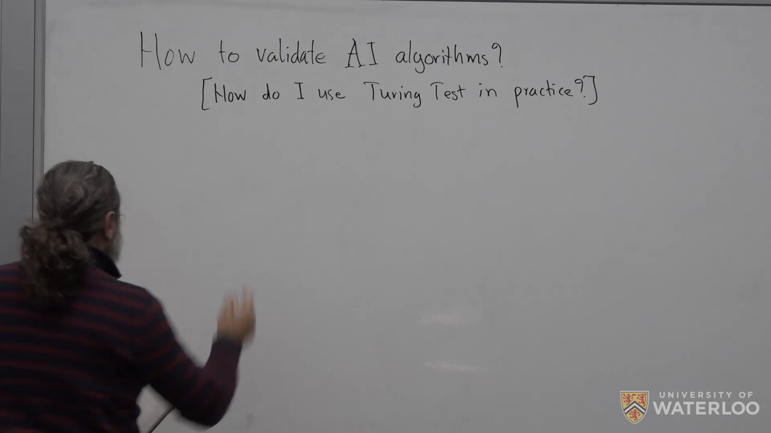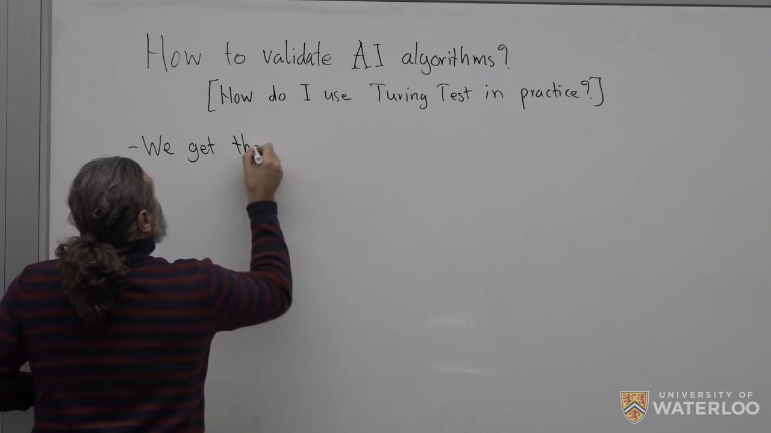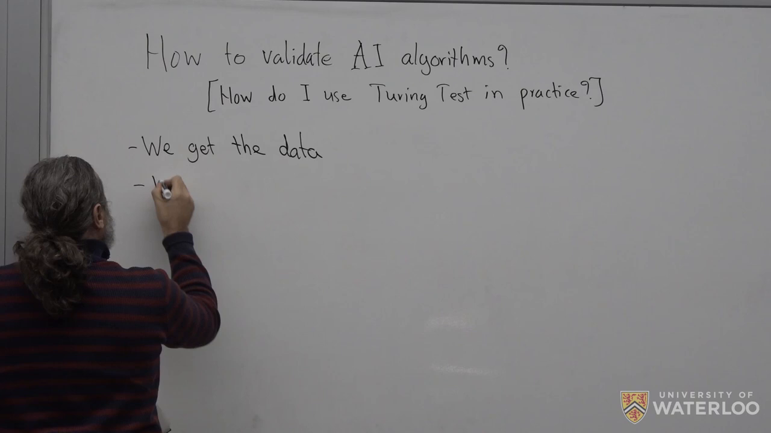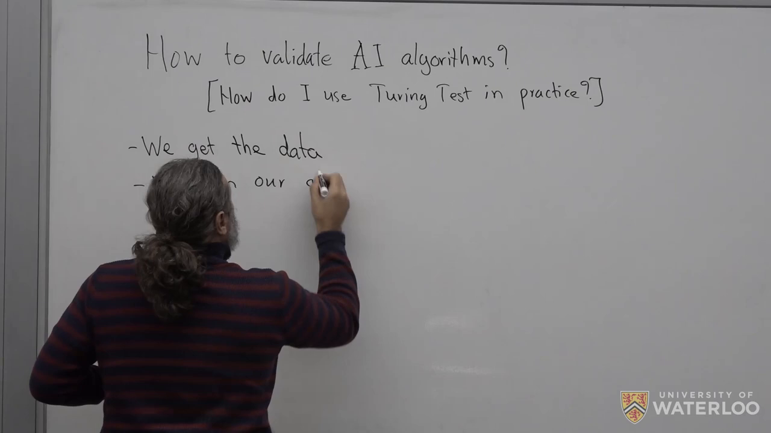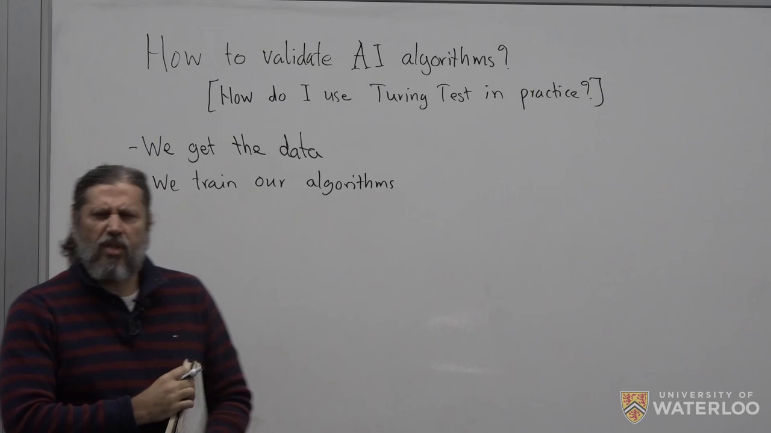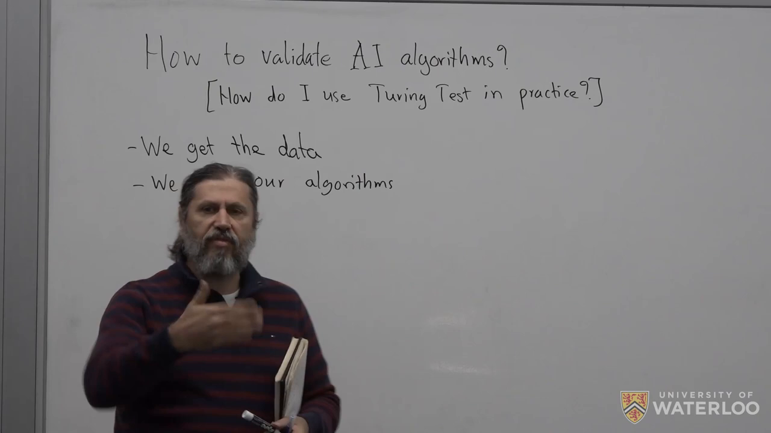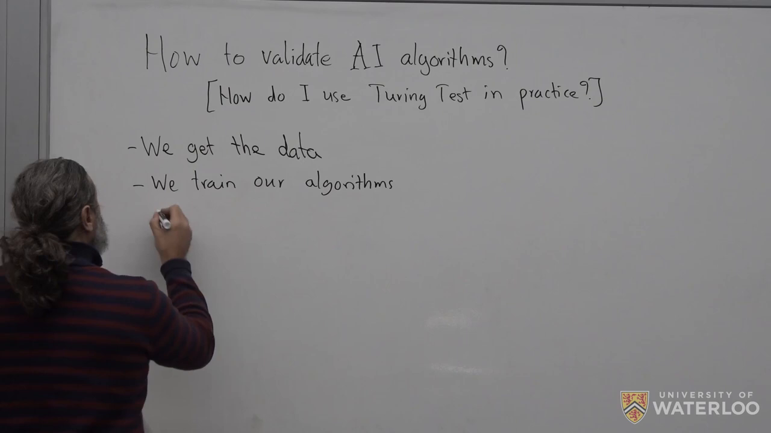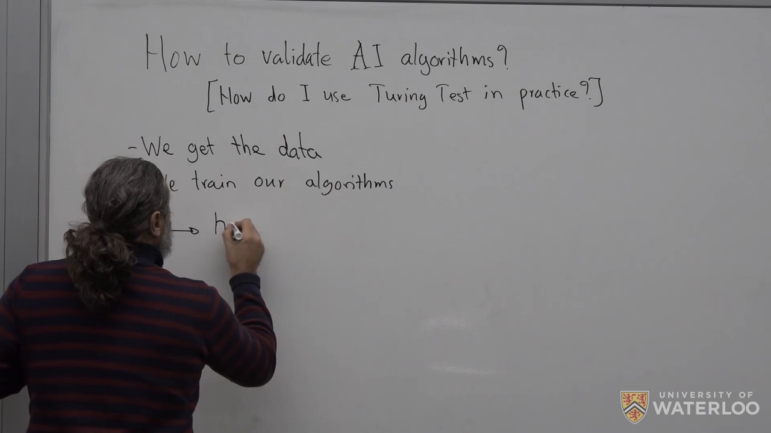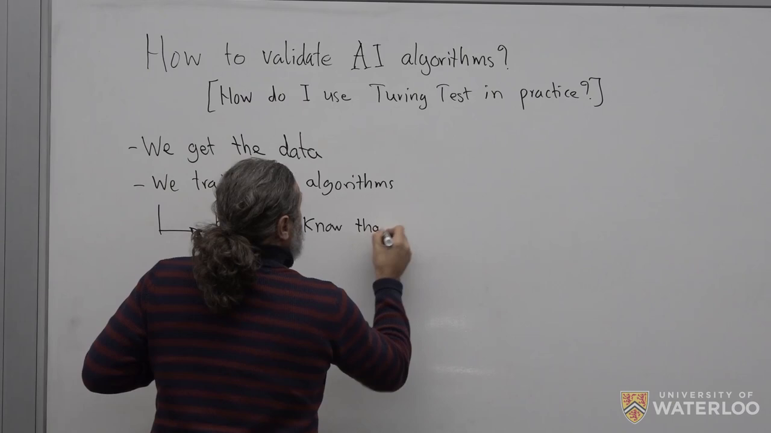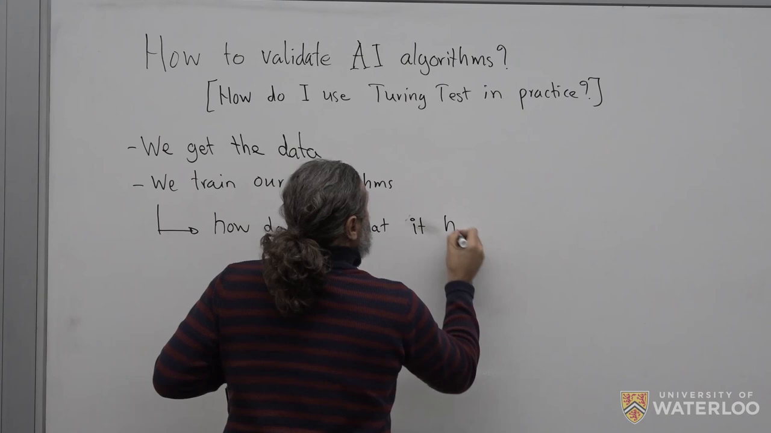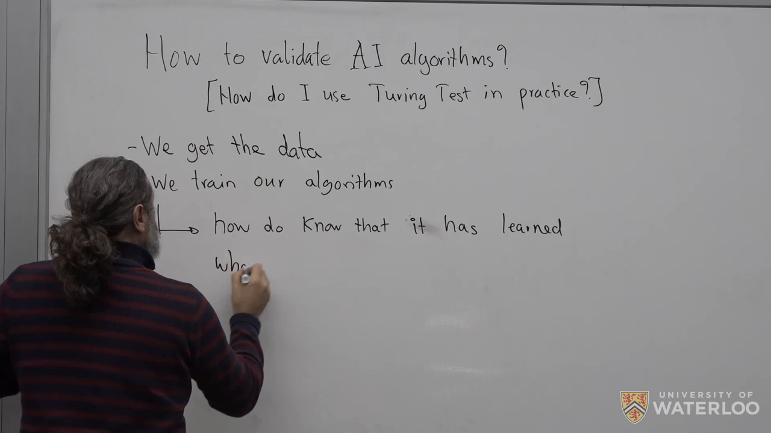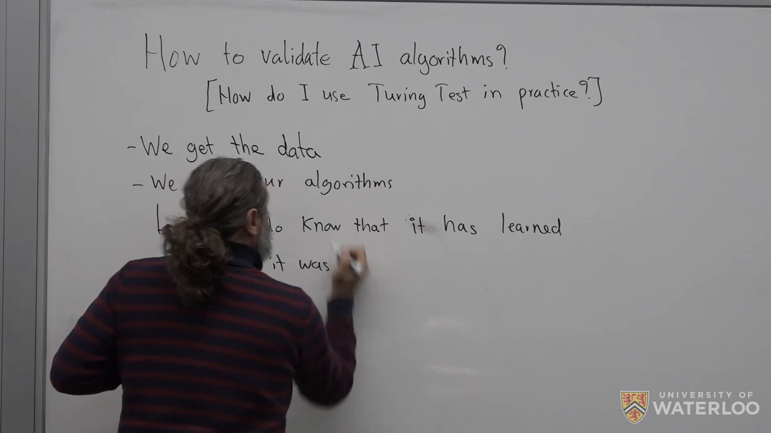So we usually get the data. And then we train our algorithms, methods, whatever you want to call them. I use the word algorithm a little bit loosely here because a neural network is hardly an algorithm. So it's not really a predefined set of steps. And then the first question that will arise after you train it is, how do we know that it has learned what it was supposed to learn?